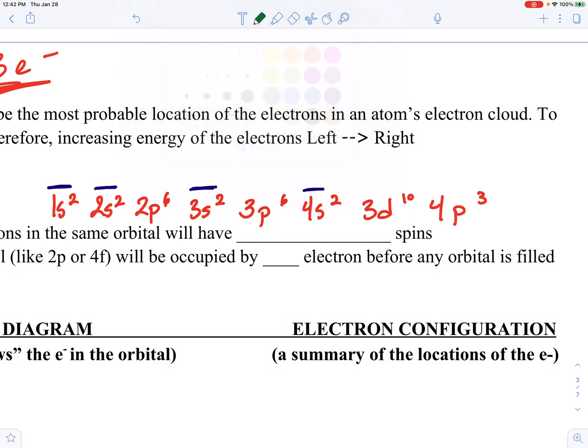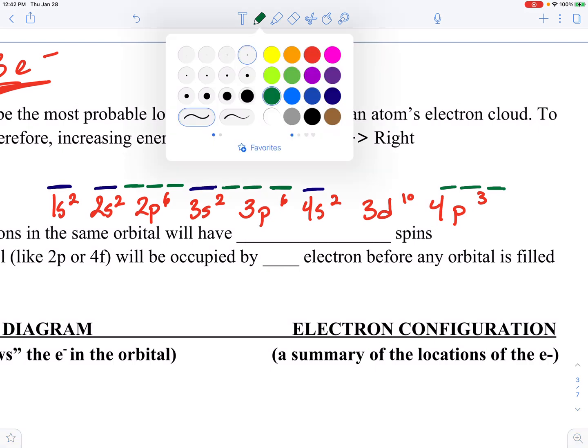Your p sublevels have 3 bunk beds in them. So there are 3 orbitals. So 1, 2, 3. So I'm going to draw 3 lines to depict those 3 bunk beds. 3p also has 1, 2, 3 bunk beds in it. And then 4p also has 1, 2, 3 bunk beds in it.